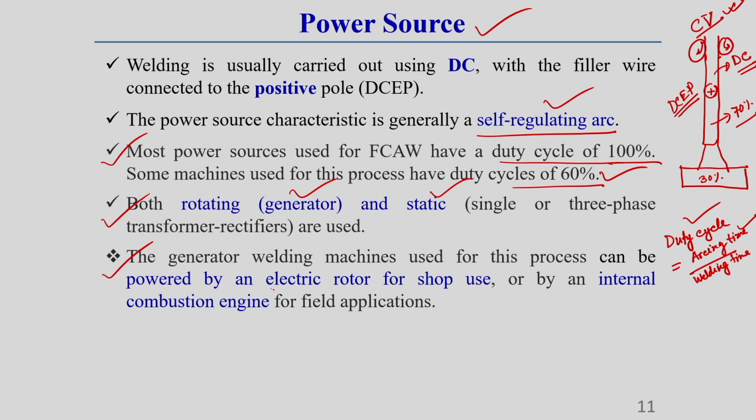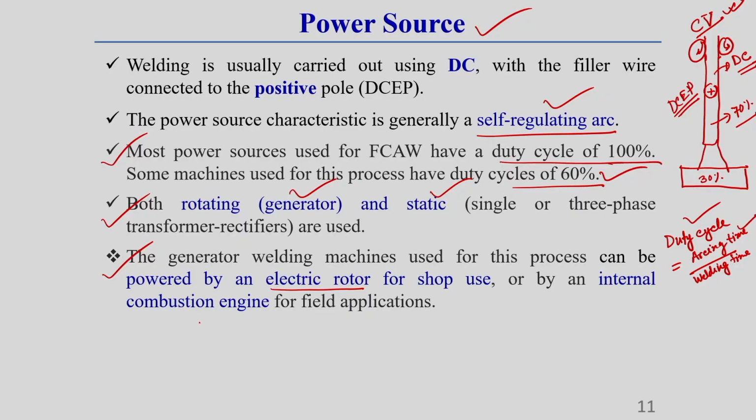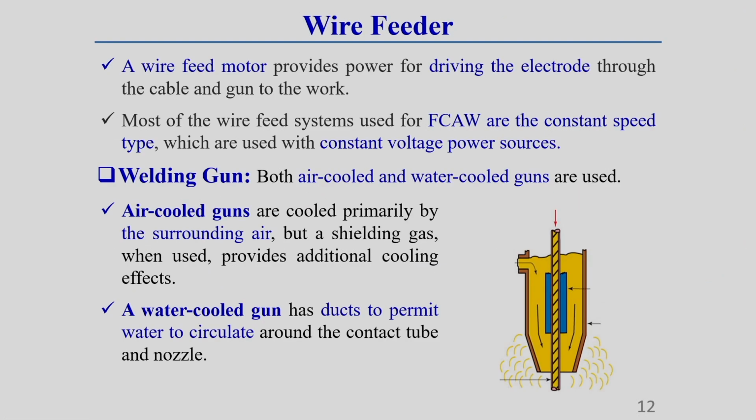an electrical motor, when we use this generator in the shop. But when we use this generator for field application, where power supply is generally not very frequent, there we can use an IC engine, that means an internal combustion engine, to run the generator. This is the wire feeder, which I have already told you about. So, a wire feeder is required.